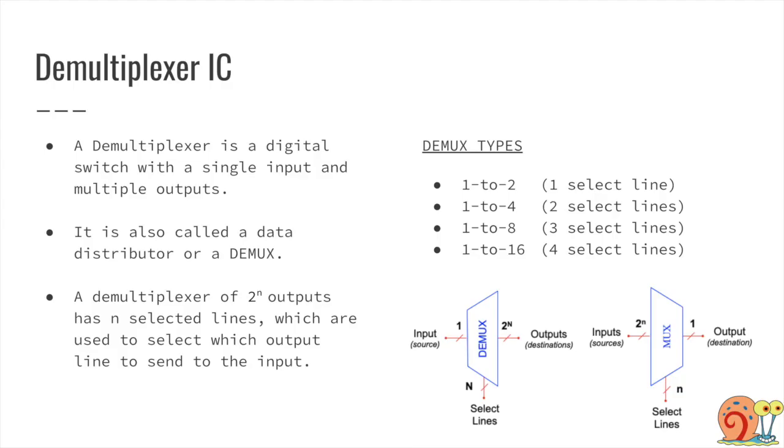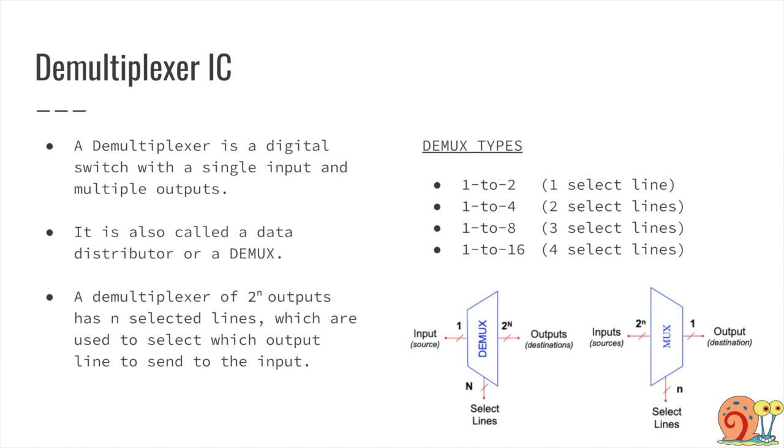A demultiplexer is a digital switch with a single input and multiple outputs. It is also called a data distributor or a DMUX. A demultiplexer of 2 to the power of n outputs has n select lines, which are used to select which output line to send the input to. There are 4 types of demultiplexers with 1, 2, 3, or 4 select lines.